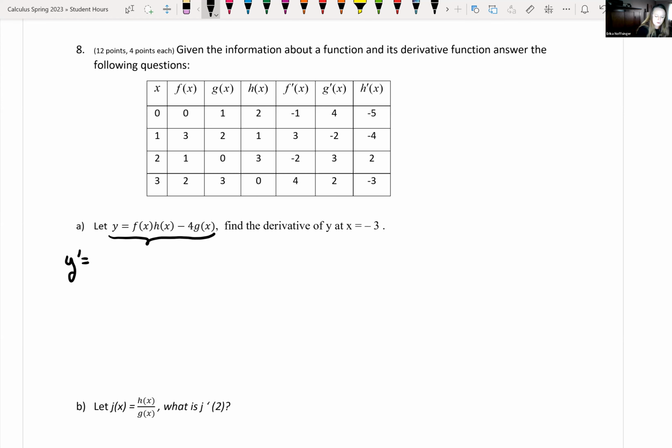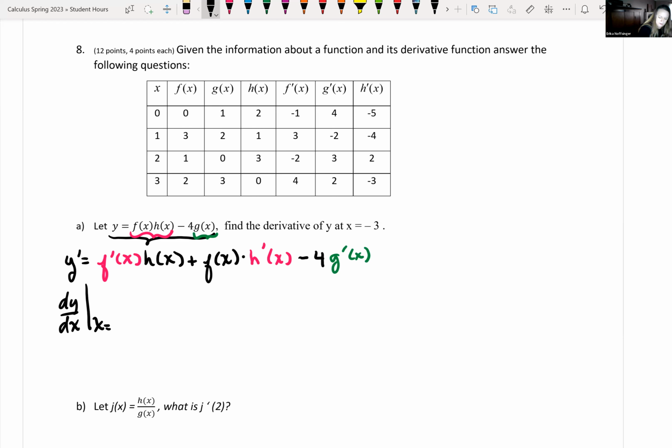So y prime is equal to, so f of x times h of x, derivative of the first, f prime of x, times the second, so h of x, plus the first, f of x, times the derivative of the second, so h prime of x, minus 4 times g of x, so taking the derivative of this would be 4 times, and the derivative of g of x is just g prime of x. So now let's go in and let's evaluate this when x is equal to -3.